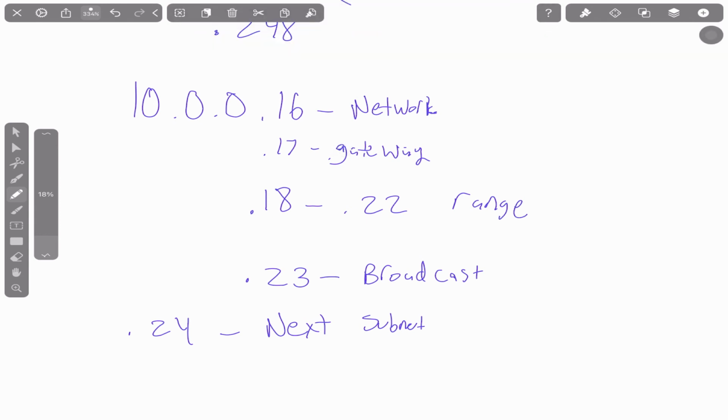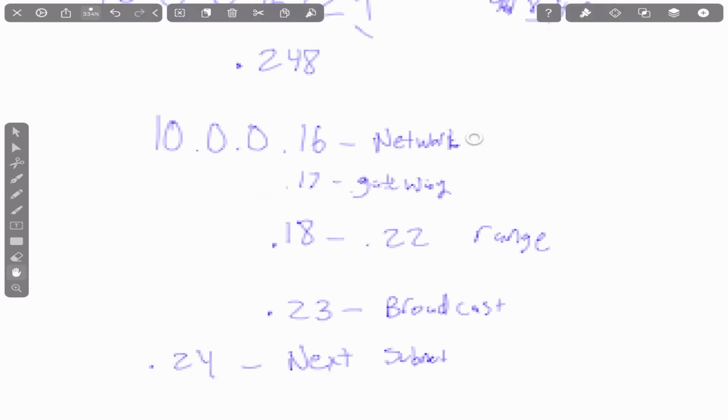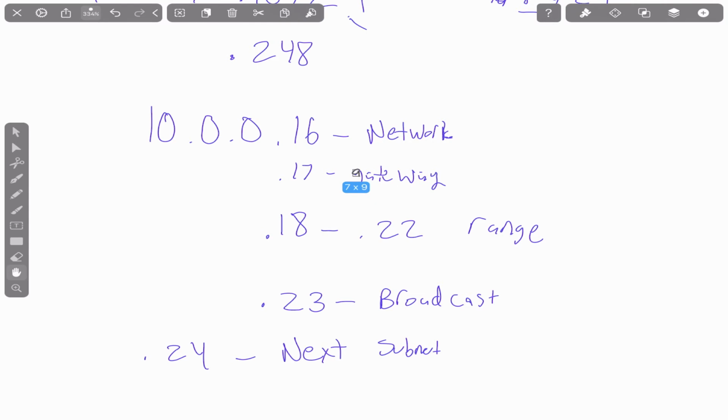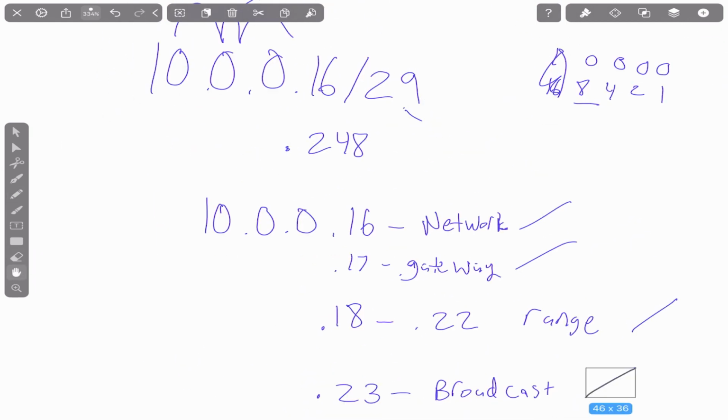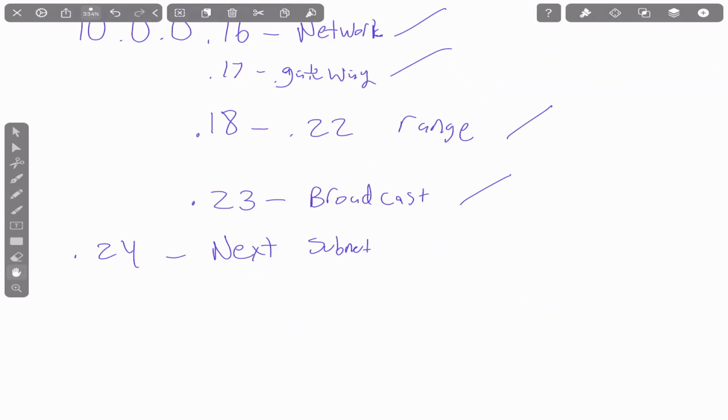Now remember, we needed our 5 things. And we have those 5 things now. The network, the gateway, the range, the broadcast, and our subnet mask. And the reason why we need our subnet mask is because the subnet mask is what tells us what's going to be the next subnet.